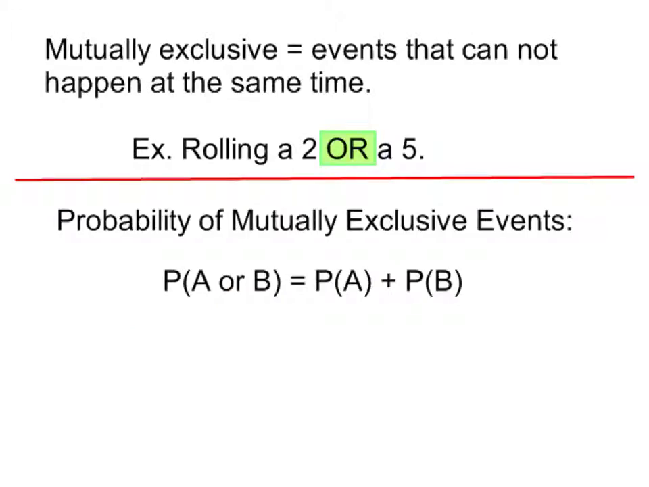For the next situation, we will consider events that are mutually exclusive, meaning that they cannot possibly happen at the same time. For instance, on a die, rolling a 2 or a 5. When I roll that die, it could be one or the other, but not both at the same time. To find the probability of mutually exclusive events, we have the sum of each independent event. So the probability of event A plus the probability of event B.